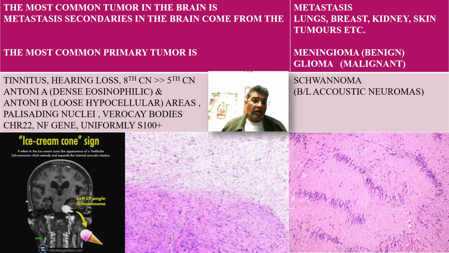The chromosome involved is 22 and the gene is the NF2 gene. These schwannomas will show uniformly S100 positivity. And on radiology, in the left CP angle, you can appreciate the schwannoma, which typically looks like an ice cream cone. That's why it is called the ice cream cone sign. So ice cream cone sign positive on radiology, the answer is schwannoma.